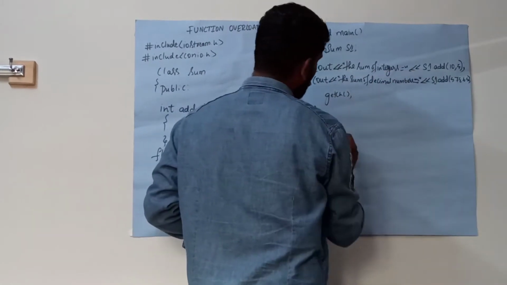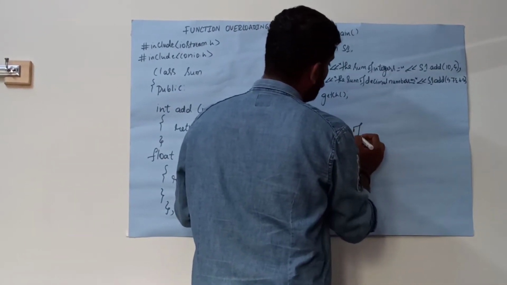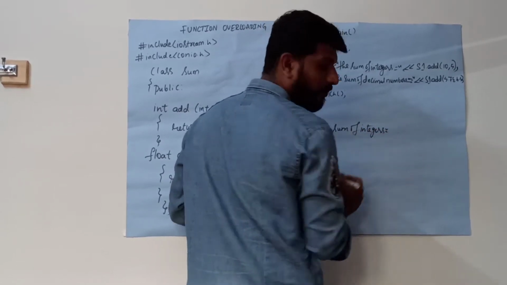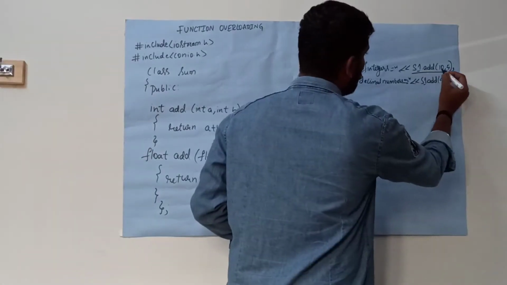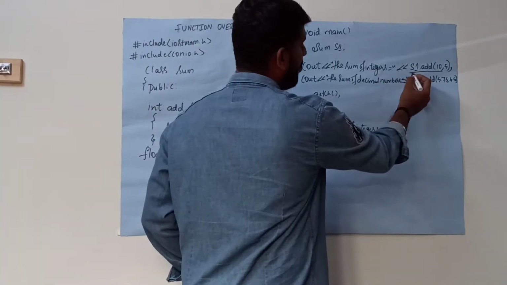This is the print statement, so it will be printed as it is. The sum of integers is equal to will be printed as it is. Next, what happens? This particular function gets called. When this particular function gets called, what happens?